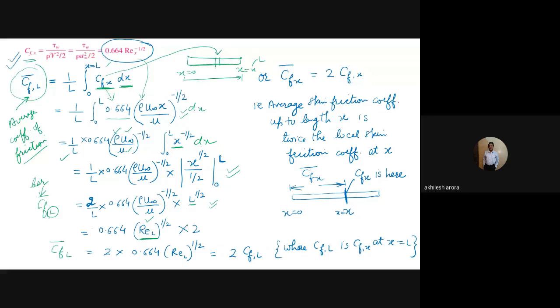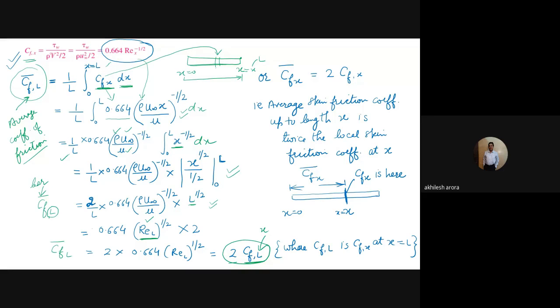So the coefficient of friction for the whole length comes out equal to twice the value of the local friction coefficient at the location where x is equal to L, that is, the local friction coefficient at the trailing edge. This is very important to understand, otherwise you may lose track.